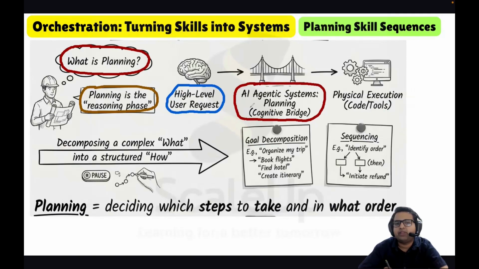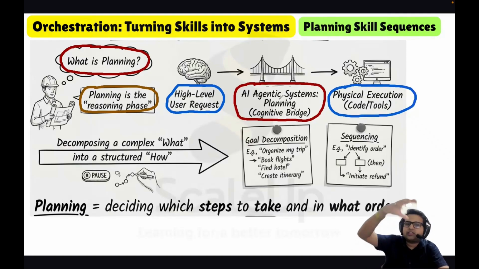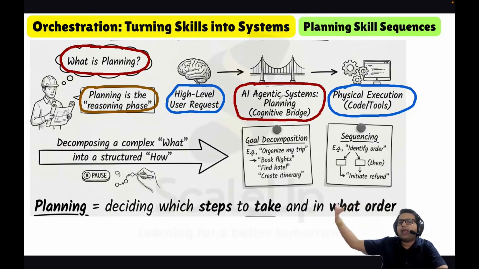Planning is the cognitive bridge which takes in the high level user request and transforms it into an executable workflow, the physical execution, the code, the tools. So planning is about transforming the user request into the executable workflow. That is what planning is in an agentic AI system.